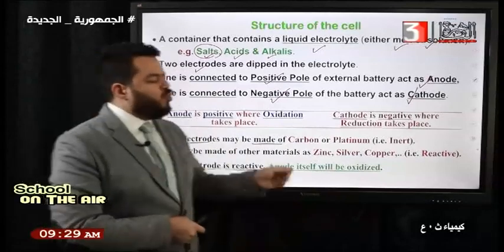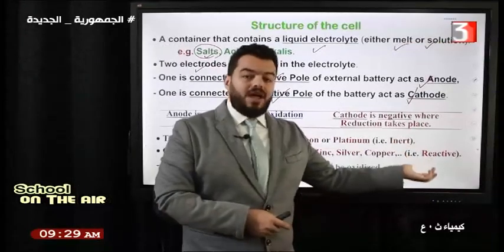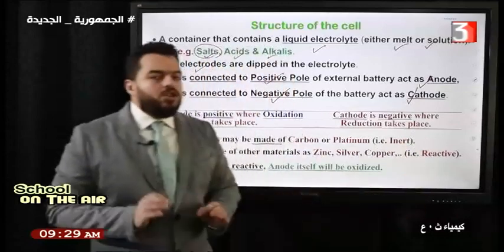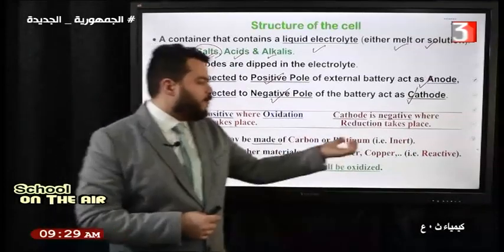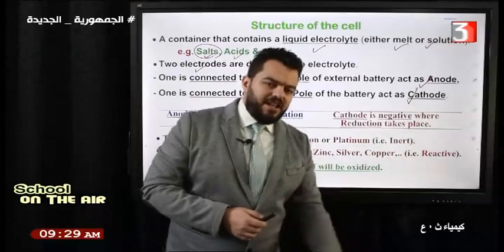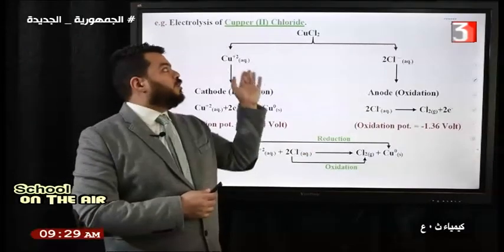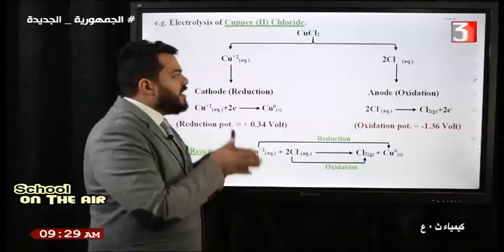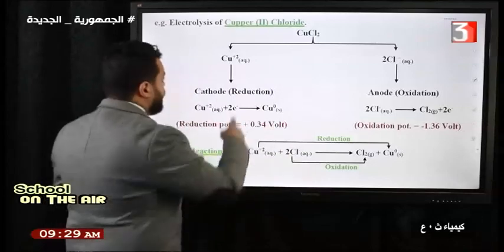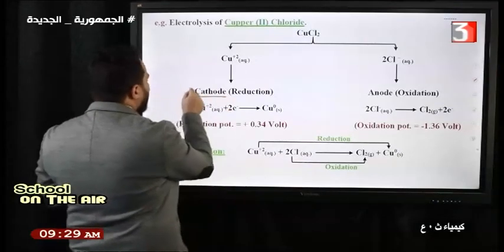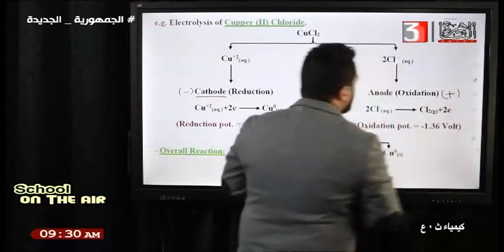So when you need to separate only some particles in the electrolyte, you use an inert electrode. But when you want to make a change in the electrode itself, you use the reactive electrodes. In the electrolytic cells, if you put copper chloride solution, it will be electrolyzed. It will break down into positive and negative ions. The positive ion will go to the cathode, the negative pole from the battery, and the negative ion will go to the positive pole, the anode.